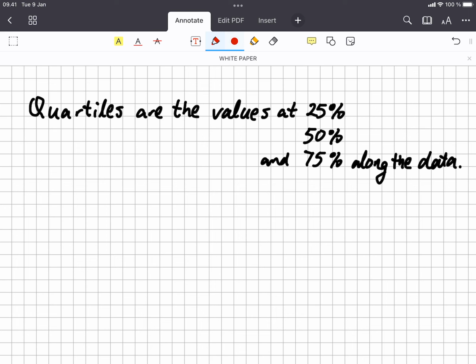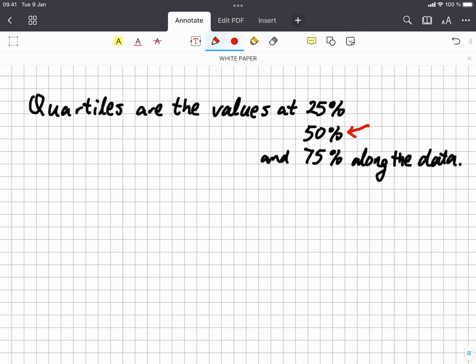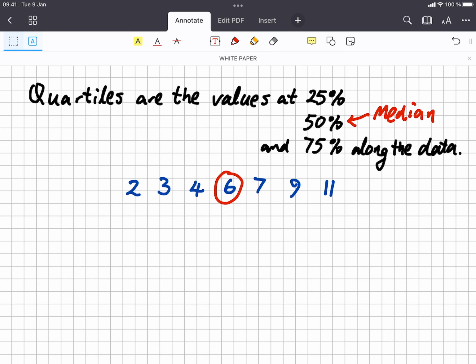We can further split the data into 4 parts at 25, 50 and 75% of the way along the data. So 50% along the data is just the median, but the quartiles are 3 values that split the data into 4 parts at 25% intervals. So looking again at our values from before, 2, 3, 6, 7, 9, 11.